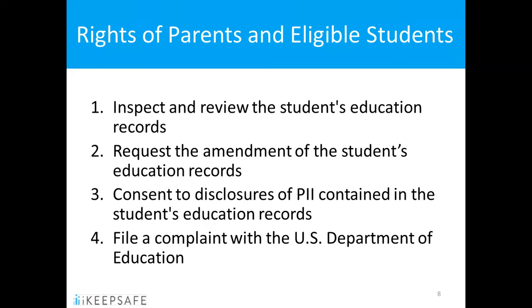3, the right to provide written consent before the school discloses PII from the student's education records, except to the extent that FERPA authorizes disclosure without consent, and we will be talking about that very shortly. 4, the right to file a complaint with the U.S. Department of Education concerning alleged failures by the school to comply with the requirements of FERPA.